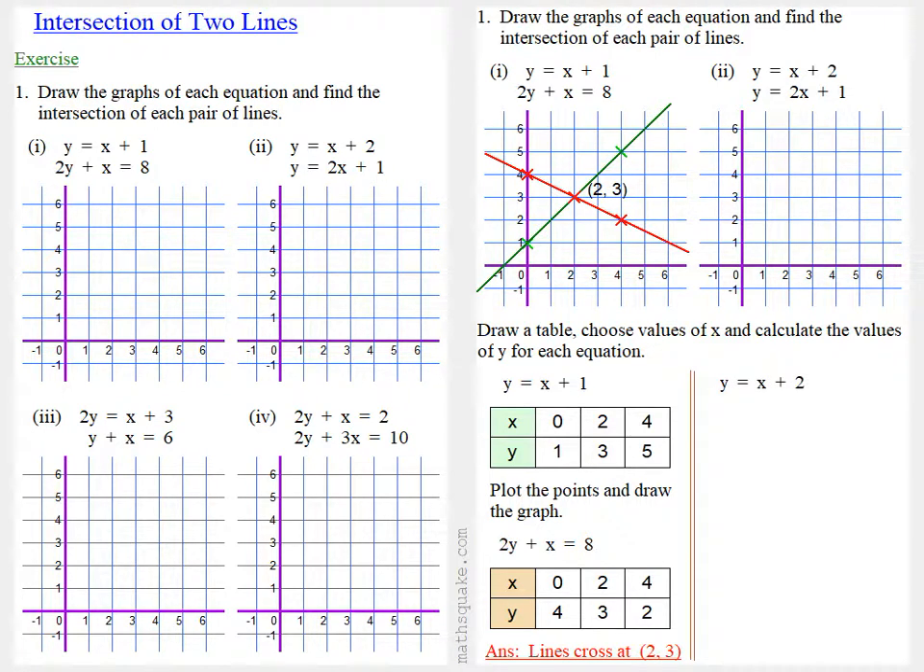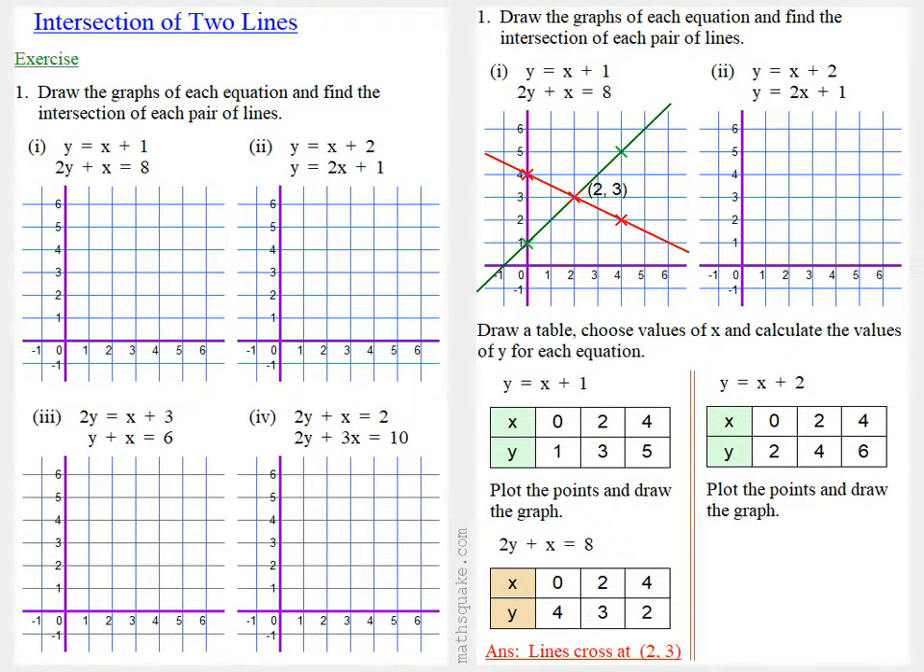If we look at the second question, we've got y equals x plus 2 and y equals 2x plus 1. So for the first equation, I draw out a table and I choose values of x. I've chosen 0, 2 and 4. So if x is 0, y is equal to 0 plus 2 or 2. If x is equal to 2, then y equals 2 plus 2, which is 4. And if x is 4, y equals 4 plus 2, which is 6.